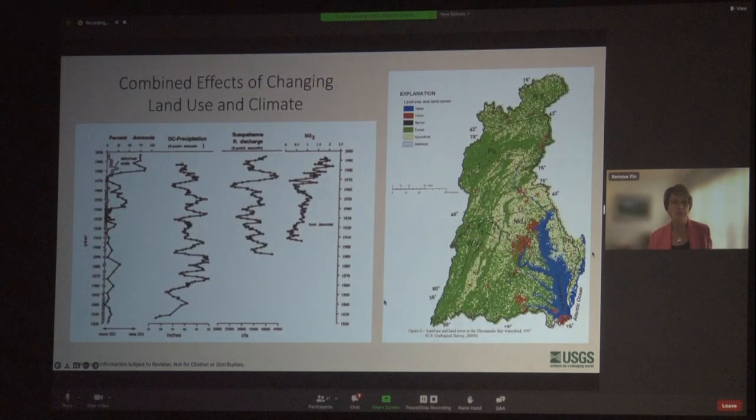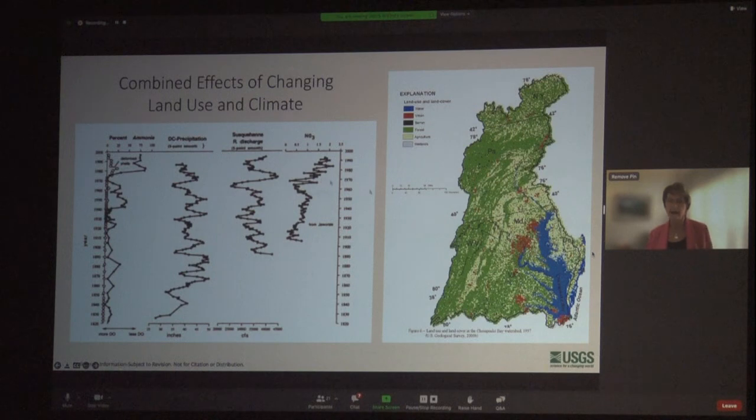And when we plot that against age, we can see that, in fact, right before we have the increase in deformed shells and the increase in Ammonia, we had a huge discharge event. Hurricane Agnes came through there, and nitrates were increasing in here.